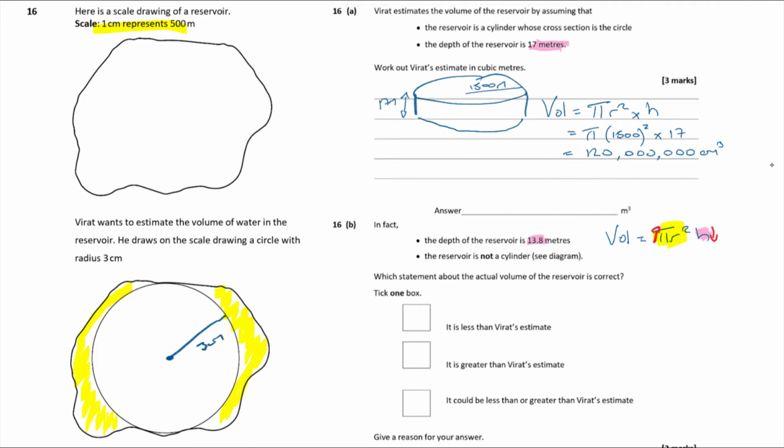It's going to be the interplay of those two that determines whether or not Virat's estimate is high or low. And from the information that we've been given, it seems unclear which of those two scenarios it's going to be. So I'm going to say it could be less or greater than Virat's estimate, and the reason is cross-section has increased, but depth has decreased. Okay, so that's the reason. One's gone up and one's gone down, and it will be the relative size of those changes that determines whether or not overall the volume increases or decreases.